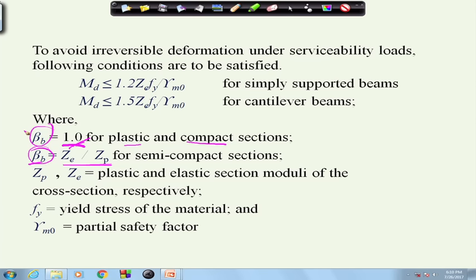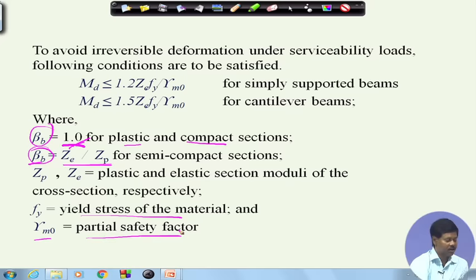And Fy is the yield stress of the material and gamma m0 is the partial safety factor. The yield stress value will be different for different materials, which we can find from the code, and gamma m0 is the partial safety factor, which is found in table 5. And to avoid irreversible deformation under serviceability loads, we have to maintain these conditions.